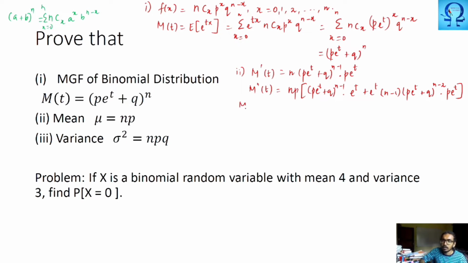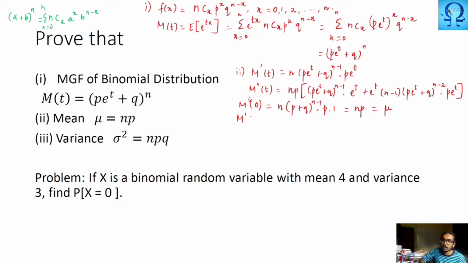Now let me calculate the derivatives at the point 0. Here it becomes n p, e to the power 0 is 1, plus q, to the power n minus 1, times p, e to the power 0 is again 1. What is p plus q? It is 1. So 1 to the power anything is 1, so we end up with np. This is our mean.